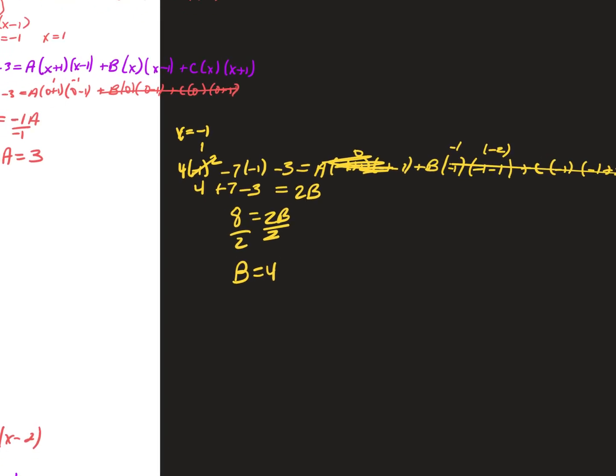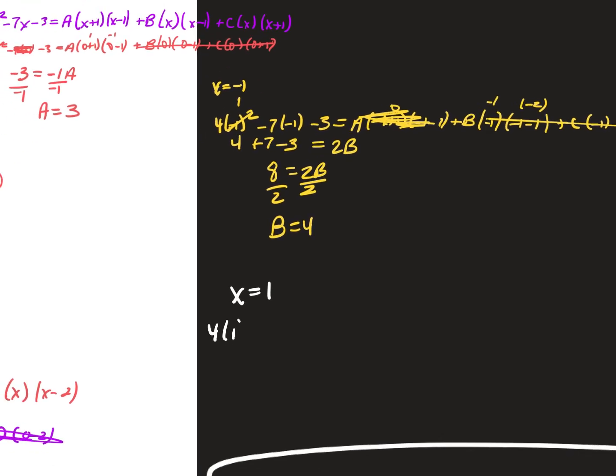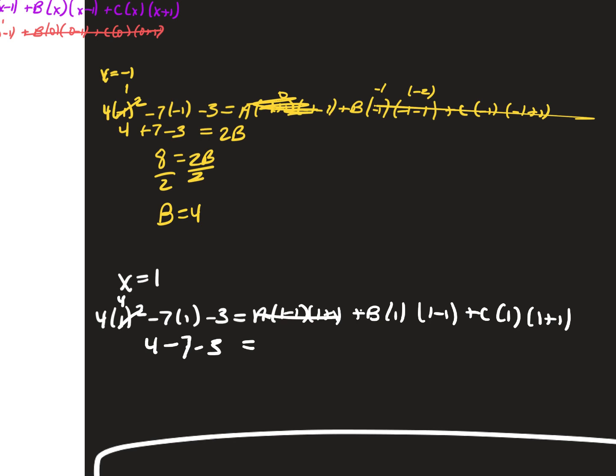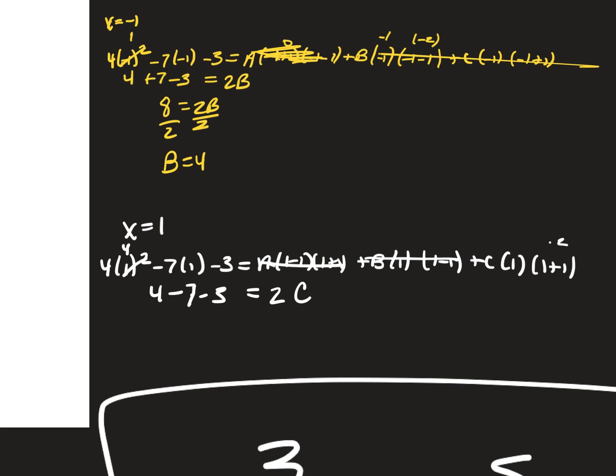All right, and we're going to evaluate one more time, in this case using x equals positive 1. So we have 4 times 1 squared minus 7 times 1 minus 3 equals A times 1 minus 1 times 1 plus 1, plus B times 1 minus 1, plus C times 1 plus 1. So 1 squared times 4 is 4. 4 minus 7 minus 3 equals, this cancels out, so we have 2 times 1, I have 2C. 4 minus 7 is negative 3, minus 3 gives me negative 6 equals 2C. Divide both sides by 2, and C equals negative 3.